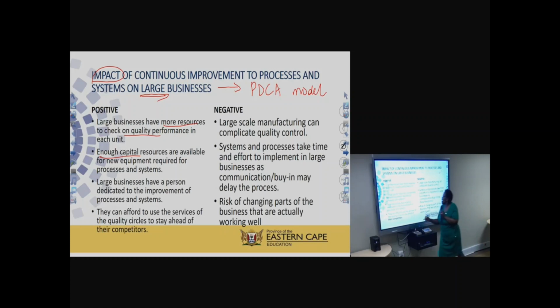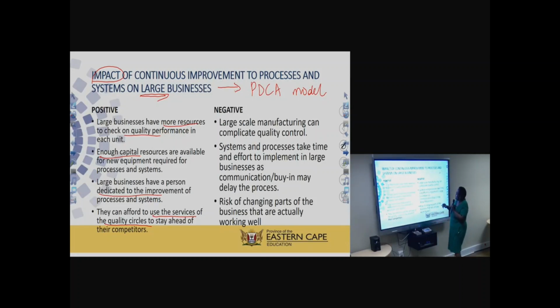Also, they are able to employ a person who is dedicated to the improvement of those processes. And also, they can afford the services of quality circles. We will get to quality circles, because we all know quality circles are those groups of employees that meet regularly, so that they forward suggestions to the management on how to improve quality. So that's what is positive about the continuous improvement processes.